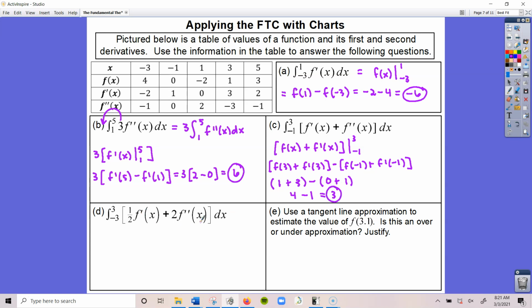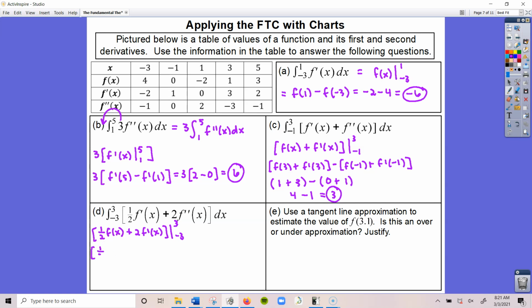Moving along to this next one here, we have the integral from negative 3 to 3 of one half f prime plus 2 f double prime. So when we integrate, that's going to be 1/2 f of x plus 2 f prime of x. And we're going to evaluate this from negative 3 to 3. So we have to plug in those function values.